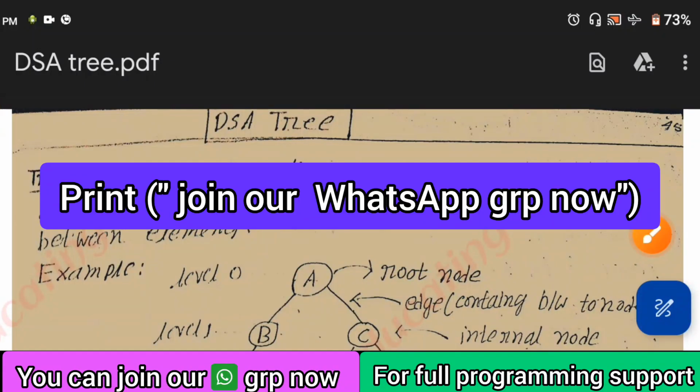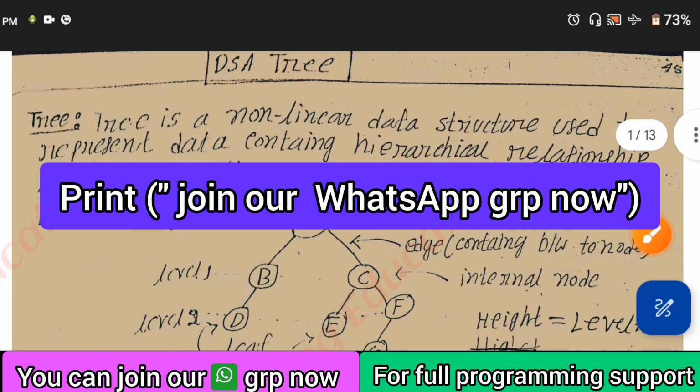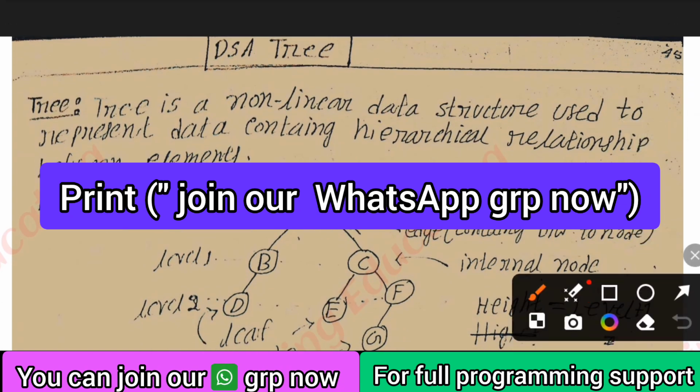Hello everyone, in today's video we are discussing the data structure algorithm tree part. Tree is very important for data structures. So we'll be discussing the tree in this video. So tree, what is tree?